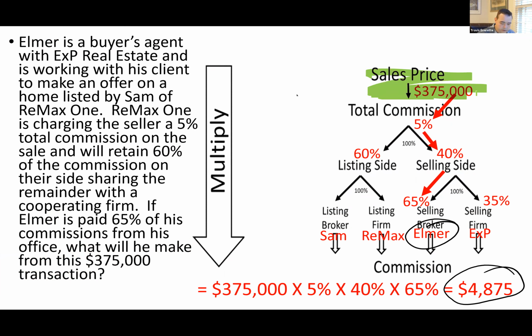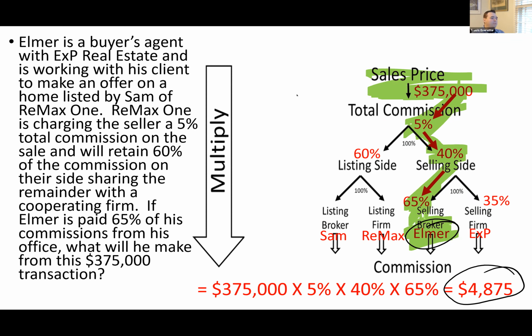And again, all we did was we followed the path from the top up there, sales price of 375, all the way down here to Elmer, and we hit every number in between on the way down. 375 times 5% times 40% times 65%, and that tells us that Elmer makes $4,875 on that transaction. That's his pay.